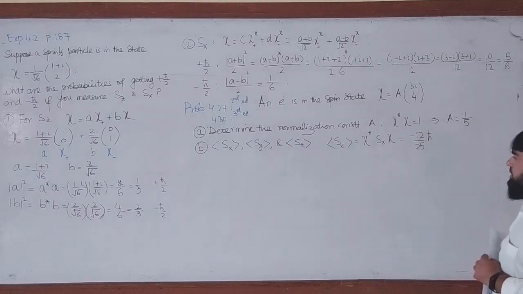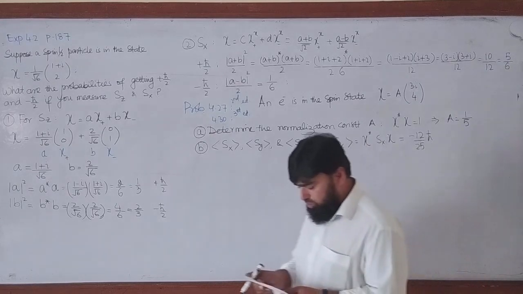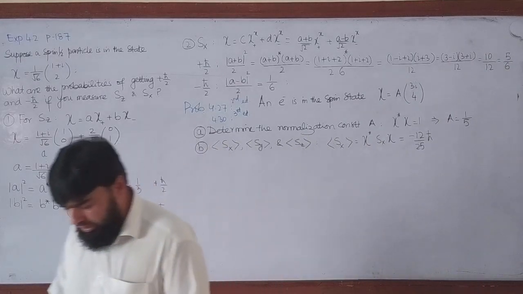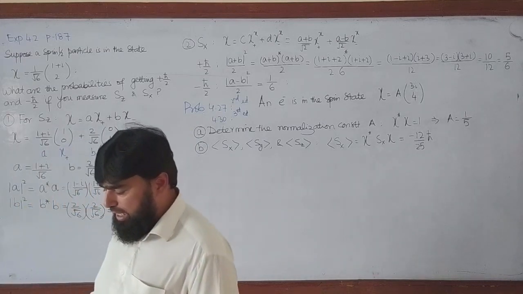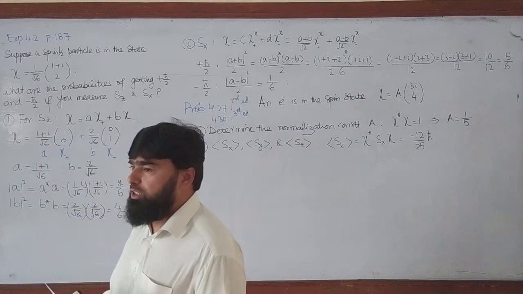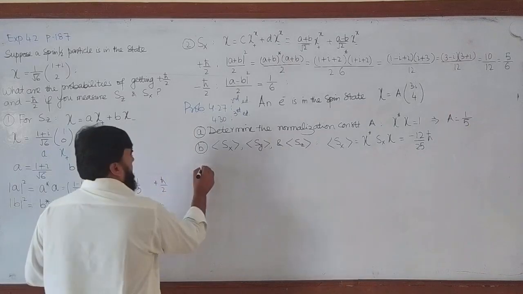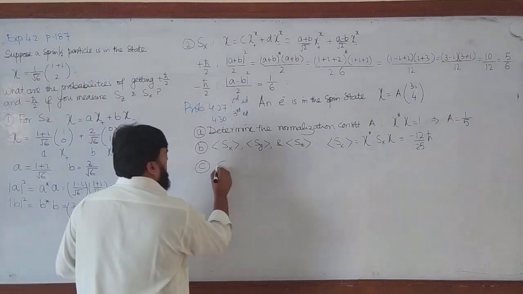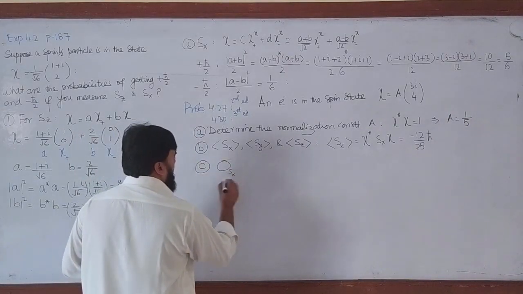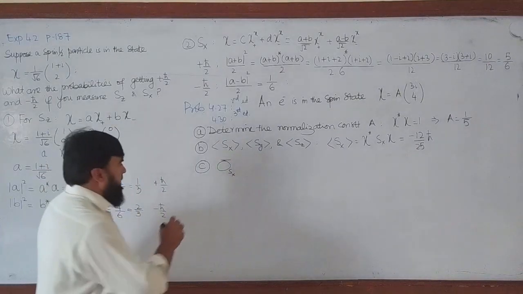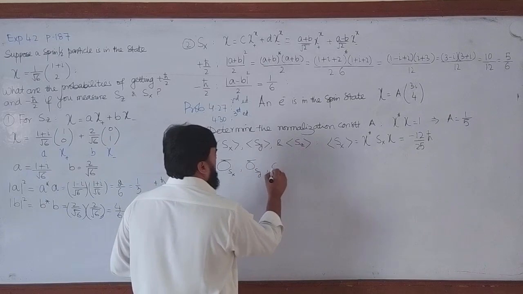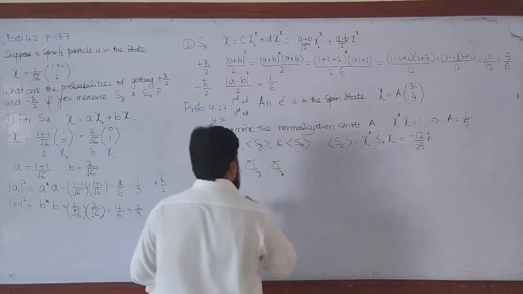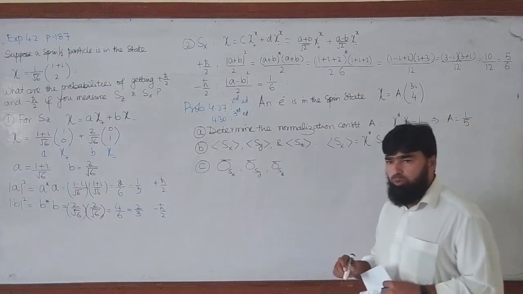These are very solid questions. You can calculate them very easily. While the third part, C, is asking for the uncertainties: the uncertainties associated, sigma Sx and then sigma Sy and sigma Sz. You know how to calculate them.